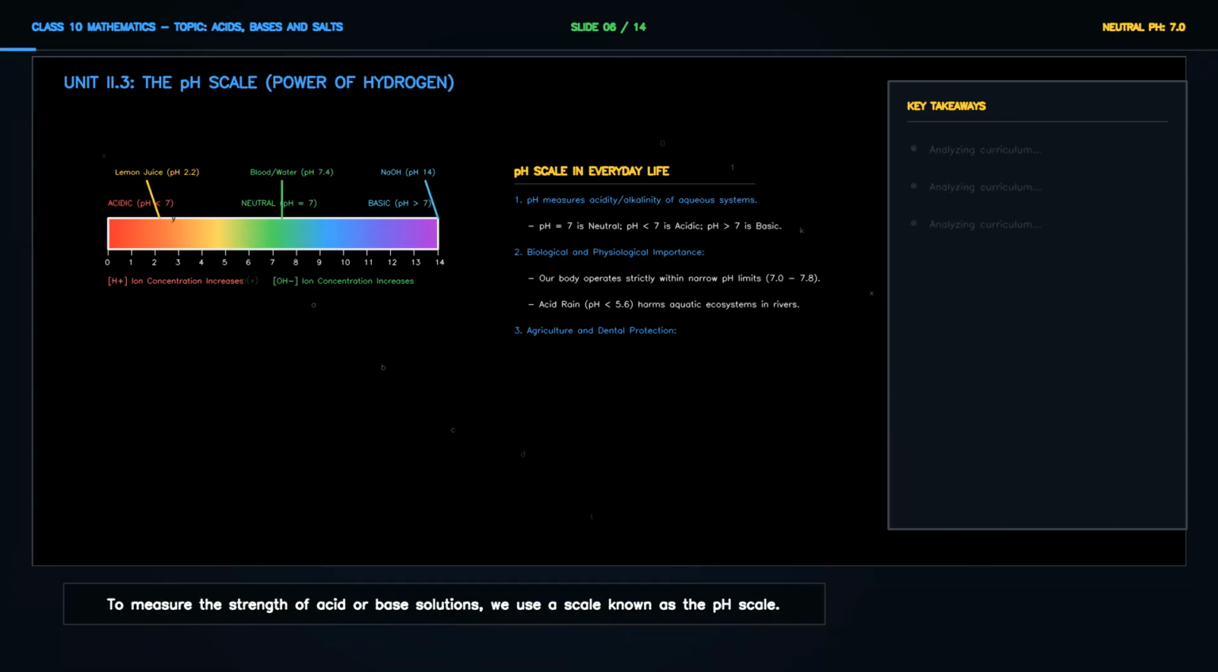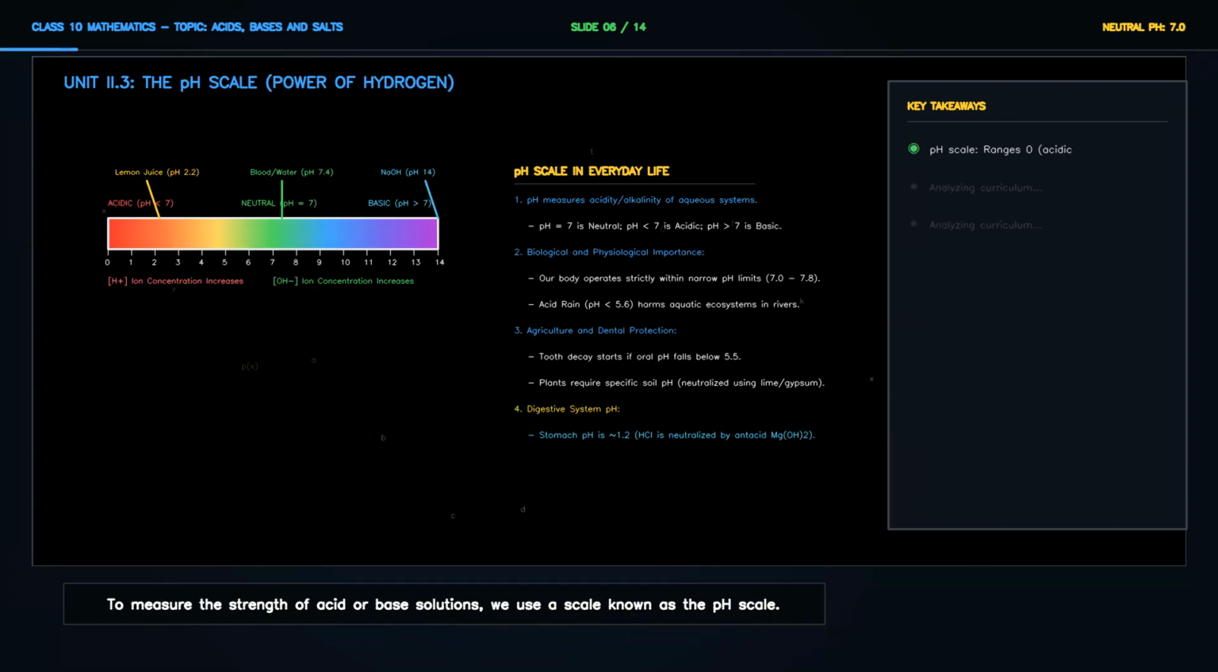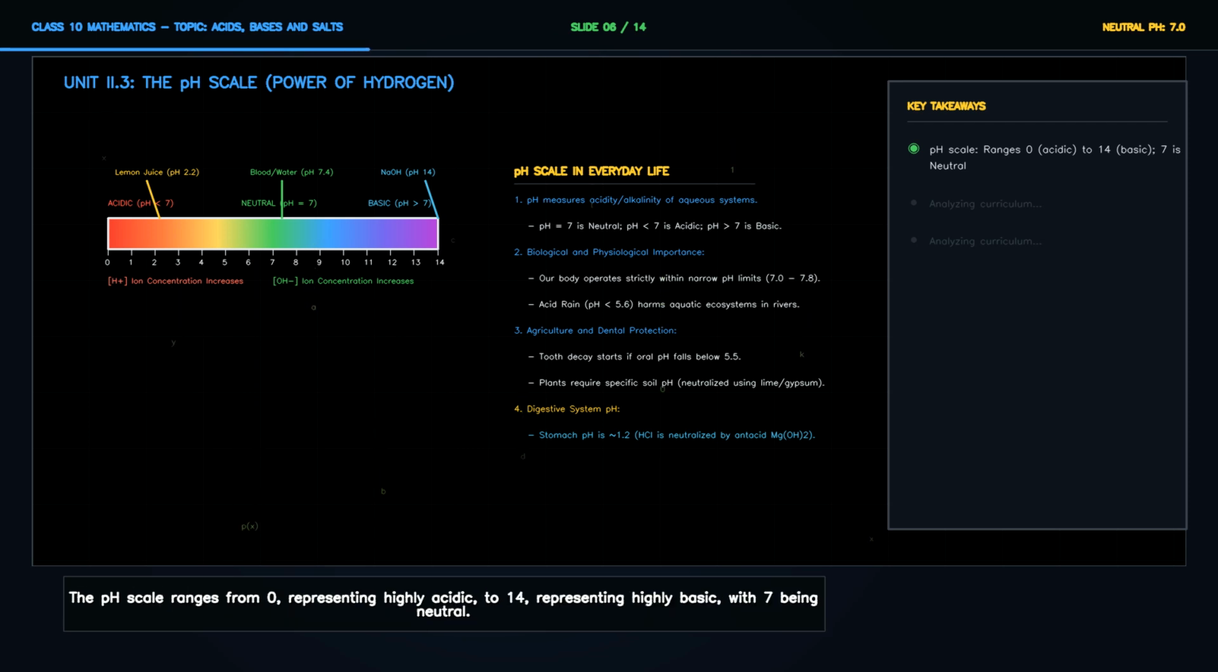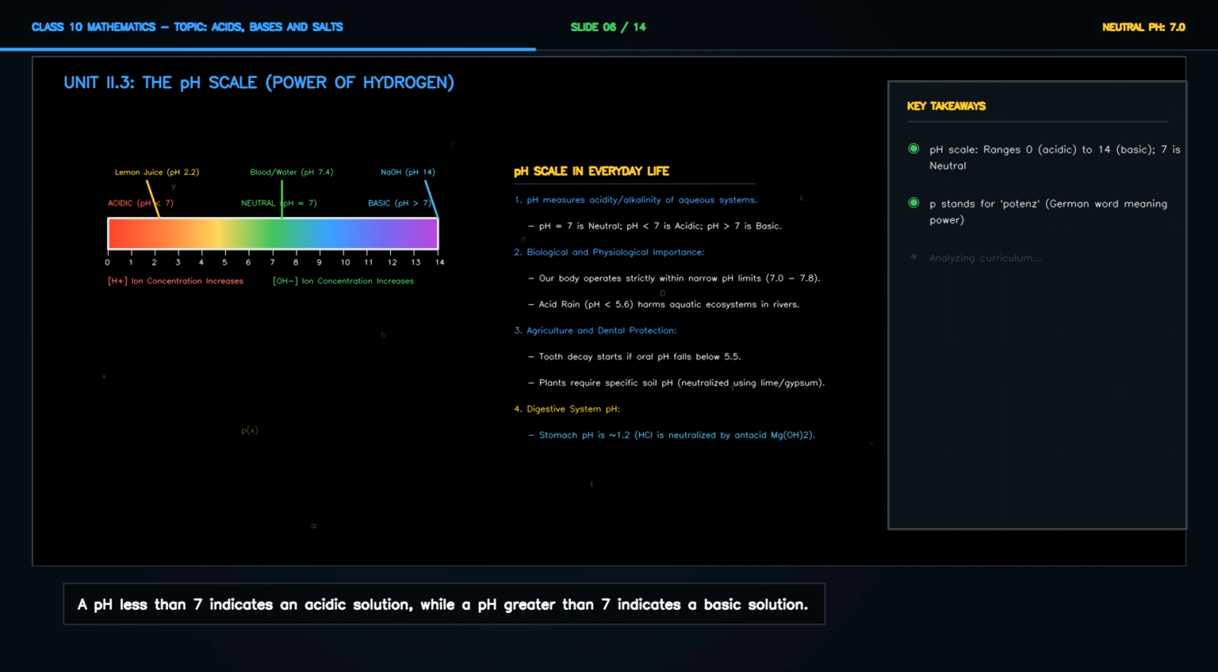To measure the strength of acid or base solutions, we use a scale known as the pH scale. The P in pH stands for potens, a German word meaning power, indicating the power of hydrogen. The pH scale ranges from 0, representing highly acidic, to 14, representing highly basic, with 7 being neutral. A pH less than 7 indicates an acidic solution, while a pH greater than 7 indicates a basic solution.